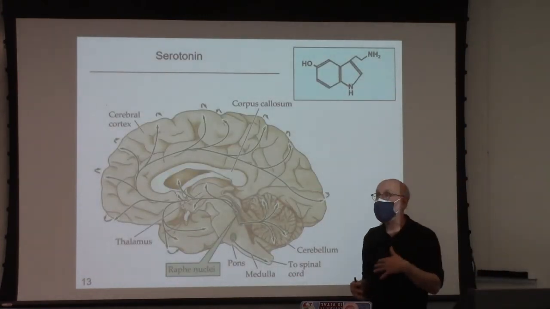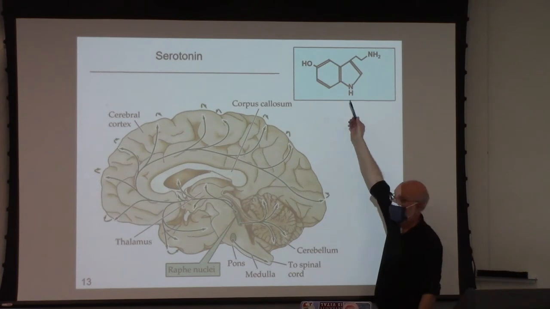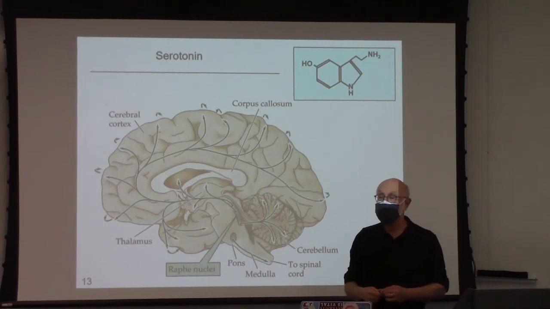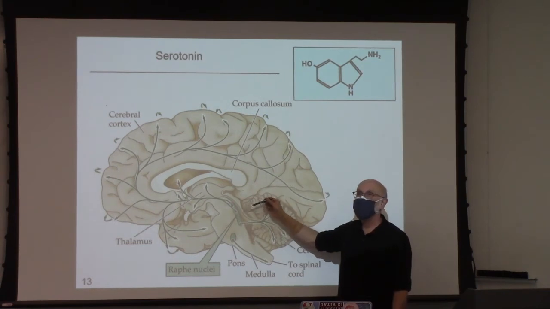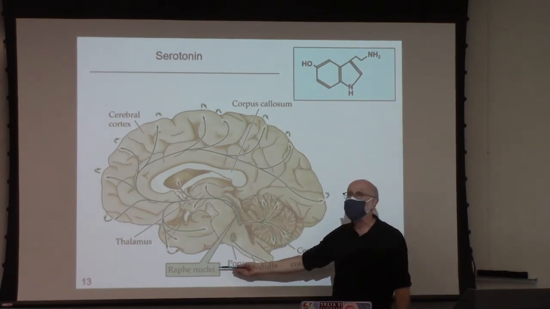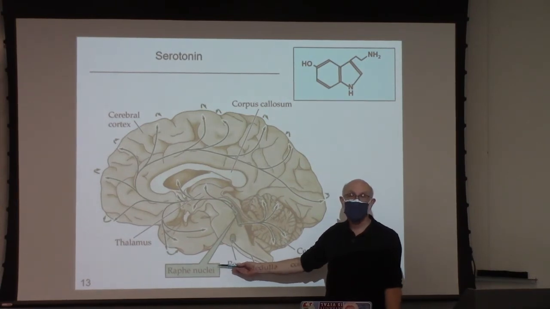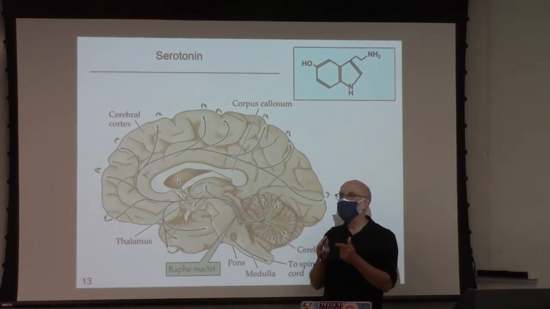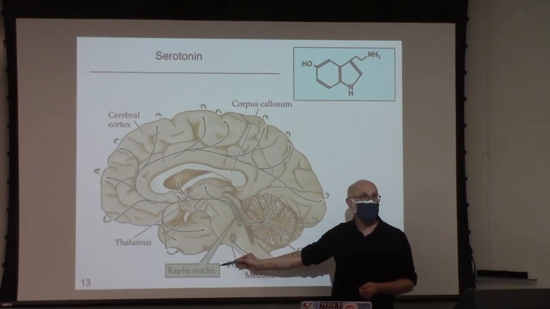Serotonin is a monoamine, but it is not a catecholamine. It is a derivative of tryptophan, not tyrosine. I do want you to know that. The location of key serotonergic neurons, their cell bodies, are in an area of the midbrain called the raphe nucleus. I do want you to know that. So, substantia nigra, ventral tegmental area, dopamine. Locus ceruleus, epinephrine and norepinephrine. Raphe nuclei, serotonin.